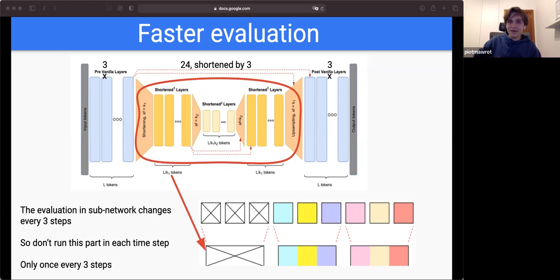First, look at the sample model in the top part of the slide. We have 3 vanilla layers in the beginning and in the end. In the middle, we shortened the sequence once by a factor of 3, and we have 24 layers operating on this shortened representation. In fact, this is our ImageNet state-of-the-art config.